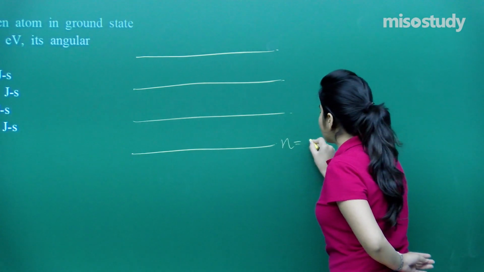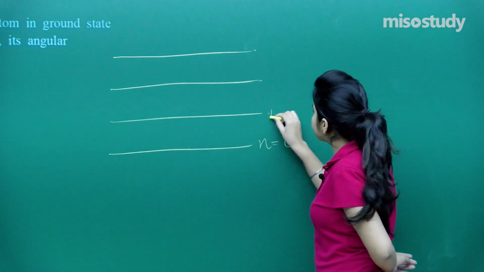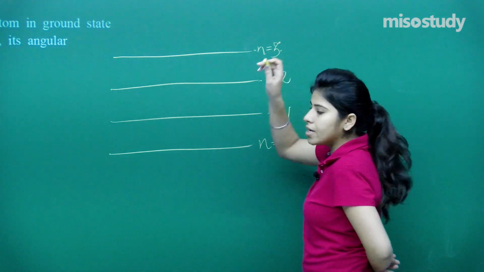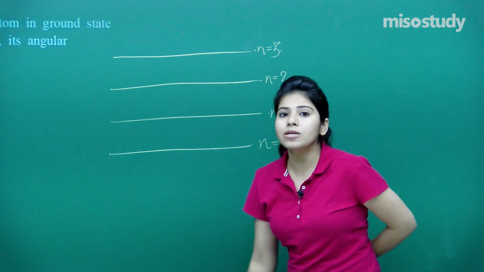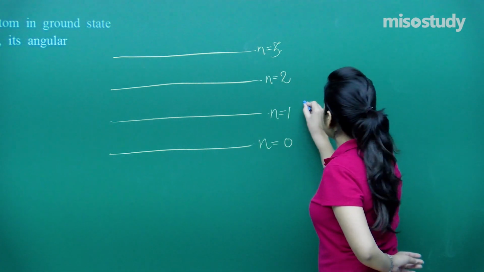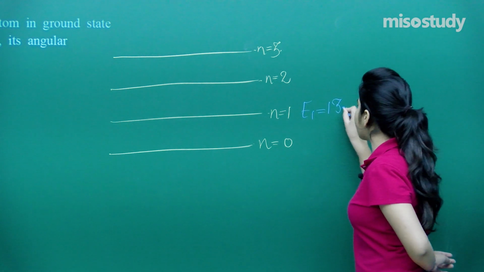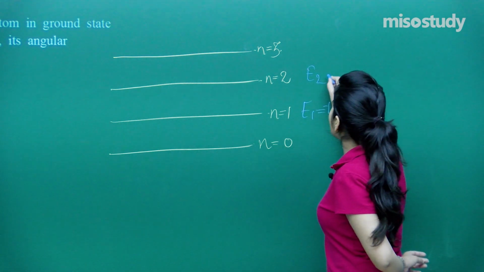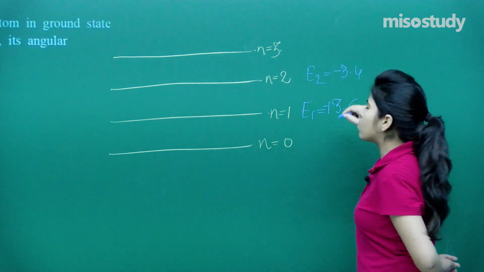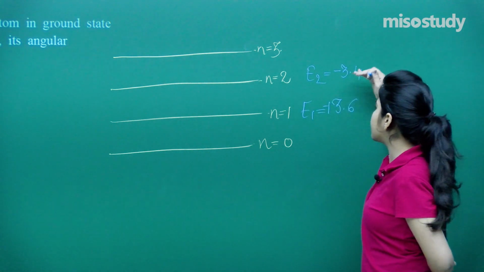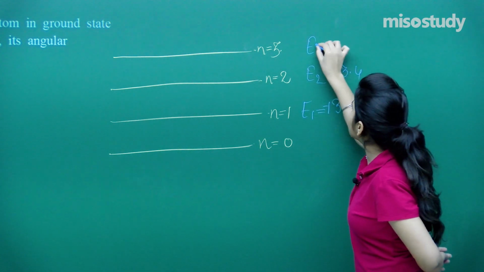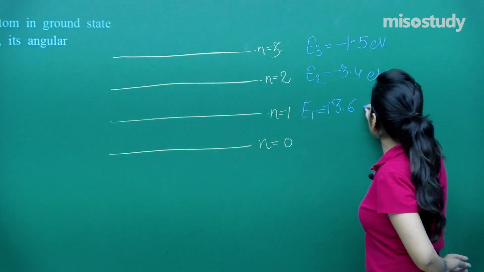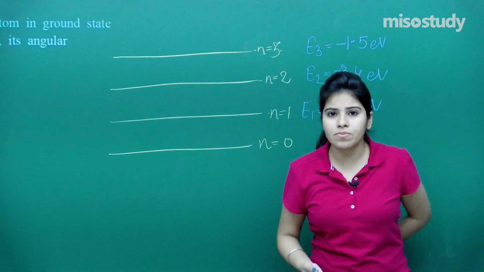If I show you the energy levels, say this is n equals 0, this is n equals 1, this is n equals 2, and this is n equals 3. You know that for the energy levels, this E1 equals minus 13.6, this E2 is something like minus 3.4, and this E3 is nothing but minus 1.5 electron volt. I am talking about approximate values.